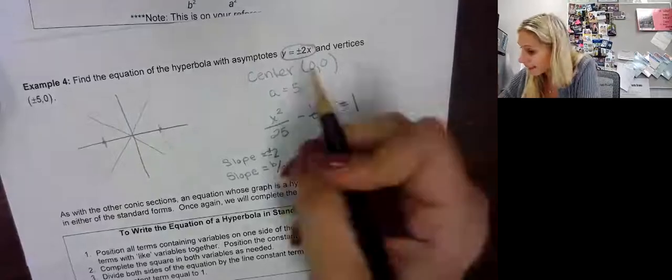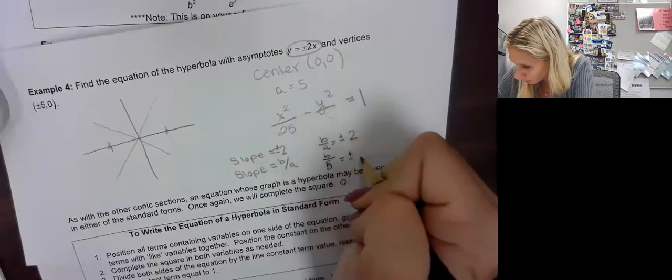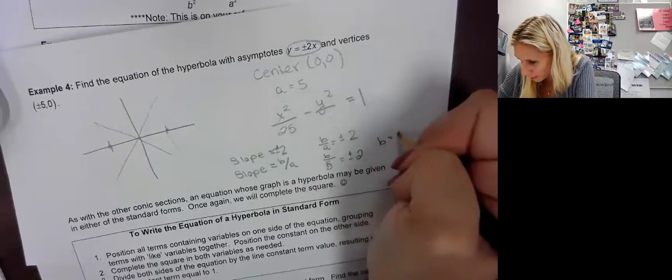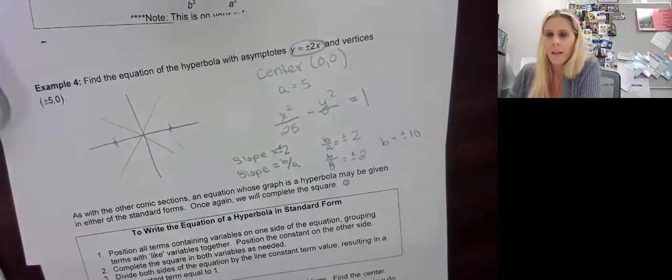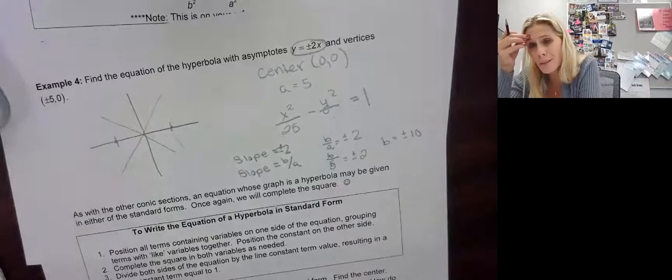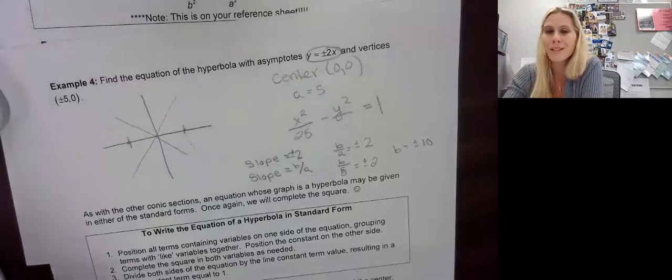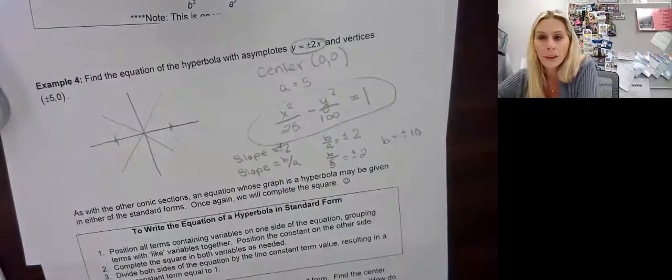And don't we know A? A is 5. So right now we have B over A, or over 5, sorry, equals plus or minus 2. That means B must be plus or minus 10. Right? Because I multiply both sides by 5. Now, if you're sitting there, you're like, Ms. Heckman, we have two answers. How can we have two answers? Do we need B? What do we need? We need B squared. Well, if you square plus or minus 10, you still get 100. So we put 100 in the denominator there, and there is our equation.